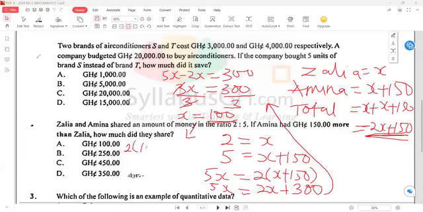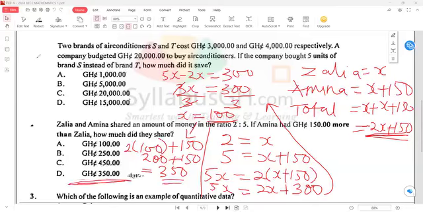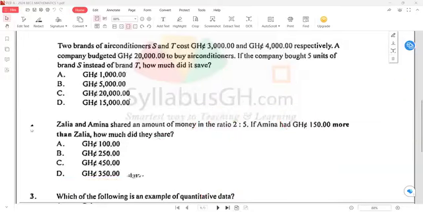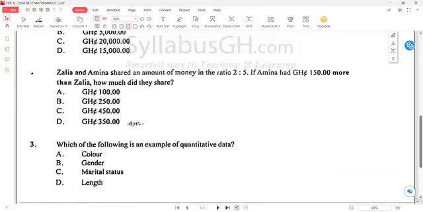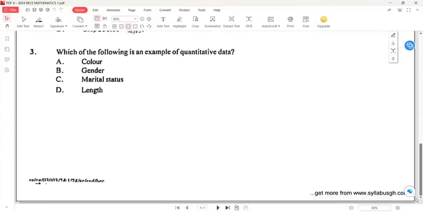So that's 2 times, we substitute the value of X, which is 100, plus 150. And that's 200 plus 150. And that is giving us 350 Ghana cedis. And that is still option D. So that's the correction we have to make for question 2. Now, after making that correction, we proceed straight to question number 11 to question 20.